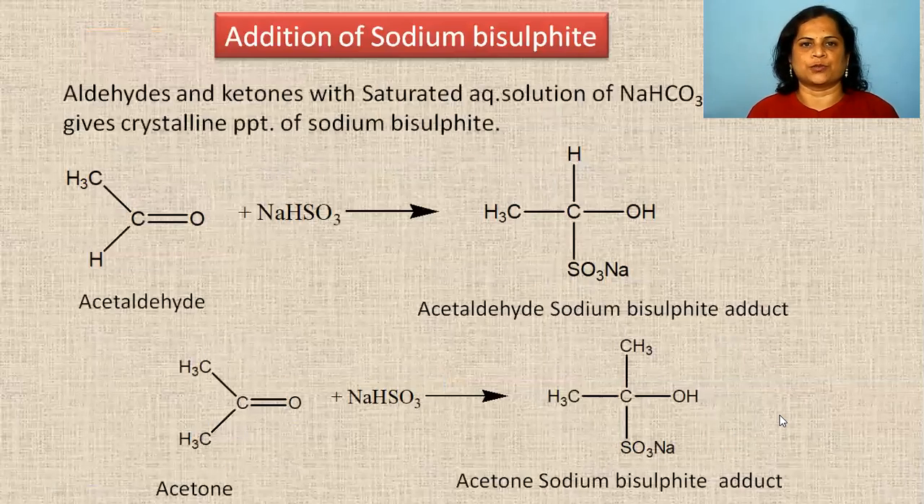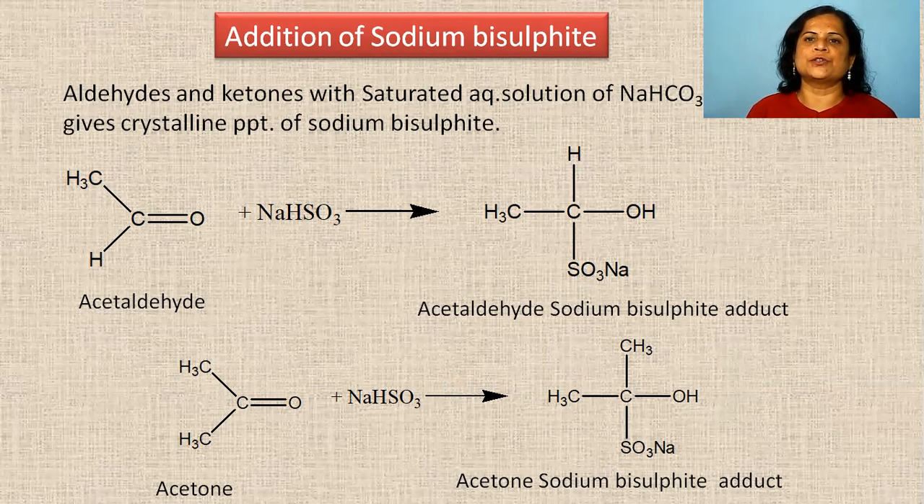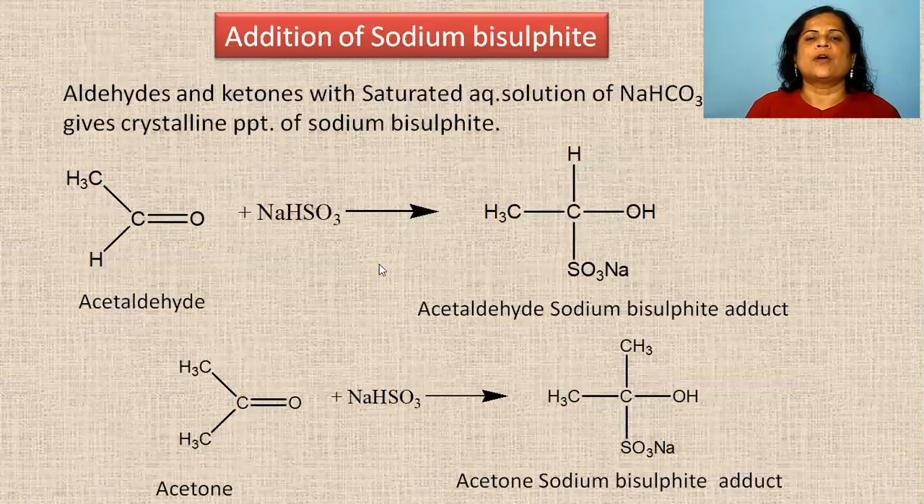Next reaction, addition of sodium bisulfite. Sodium bisulfite has the formula NaHSO3. Aldehydes and ketones react with a saturated aqueous solution of sodium bisulfite, and this forms crystalline adduct products such as acetaldehyde sodium bisulfite and acetone sodium bisulfite. The first reaction is acetaldehyde and NaHSO3. NaHSO3 gives H plus and SO3Na, which is the negative part. The nucleophile is SO3Na.